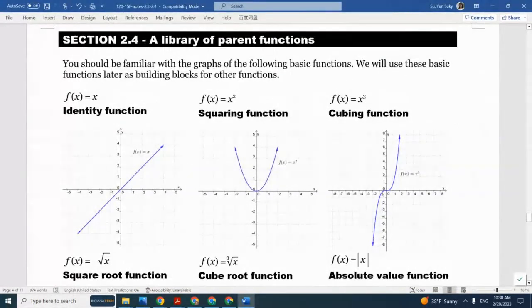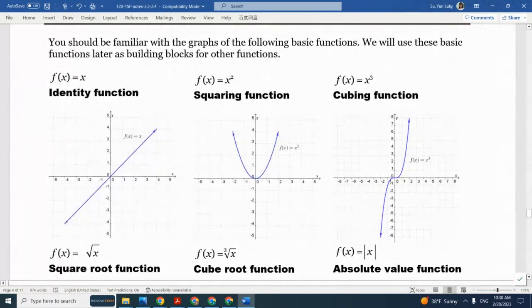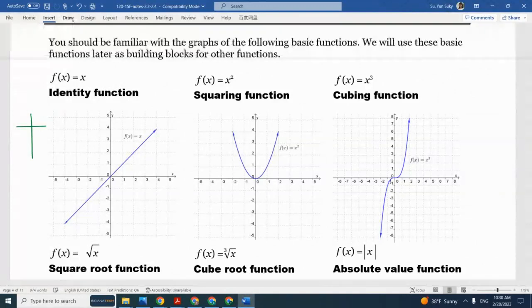Okay, 2.4, library of parent functions. This is so important. And knowing the shape of some common functions, this is so important. First one, I want to show how you get the shapes of these functions. If you forget the shape, it's okay. Plot points.